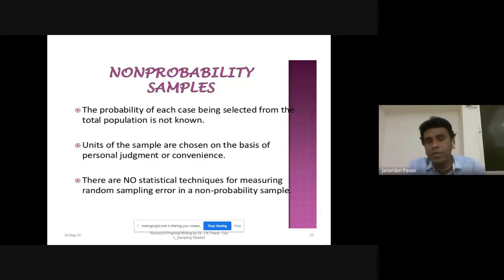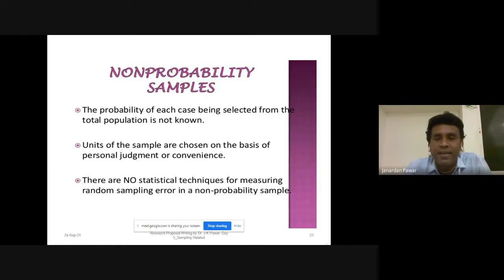Though others are eligible to set question papers, they are not called. So equal chance is not here, because they have used one parameter, and the parameter was convenience. They think about their convenience. They want to complete the task as early as possible, and so they called only those who are residing in Pune. This is called convenience, and here they have used one parameter and sampling is done like this. So this is non-probability. Equal chance is not here for every sample to get selected. Then there are no statistical techniques of measuring random sampling error in non-probability samples.